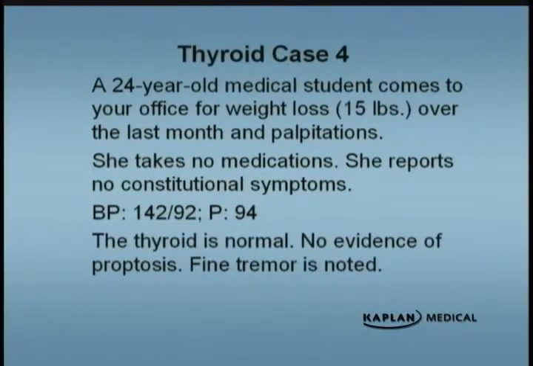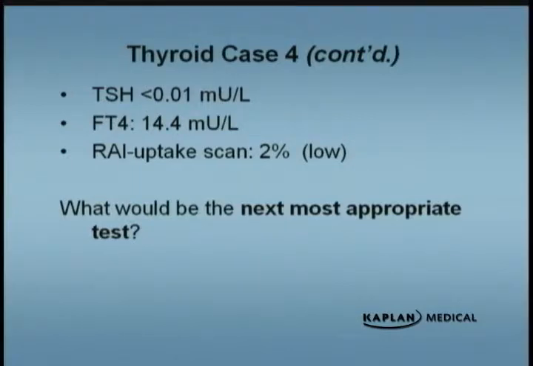Fine tremor is noted. The TSH is very low here. The free T4 is elevated. And look at this, the radioactive iodine uptake scan is low here. So this patient has hyperthyroidism, but you notice some very interesting things about her. She doesn't have proptosis. You can't feel the thyroid, so she doesn't have toxic nodular goiter, and she doesn't seem to have Graves' disease. And you confirm this by the radioactive iodine uptake scan, which is low. It doesn't seem that she has a subacute thyroiditis, because she doesn't have a painful thyroid either.